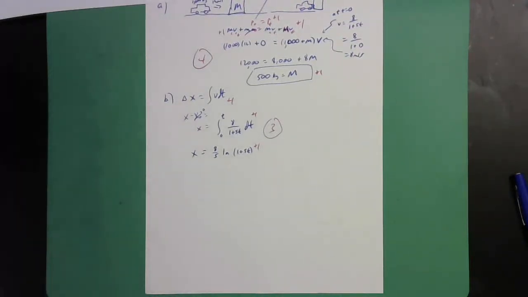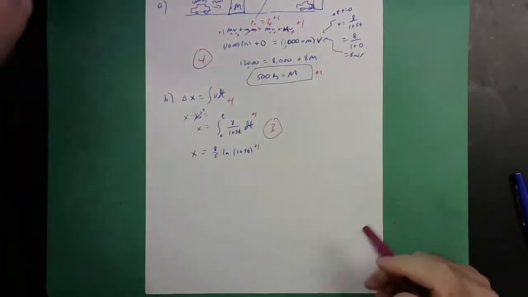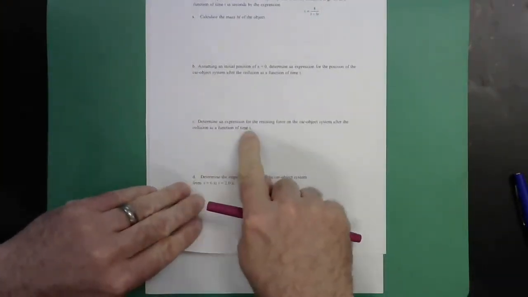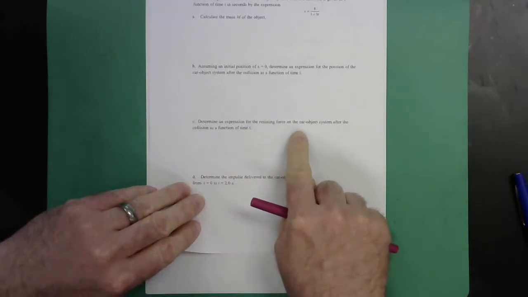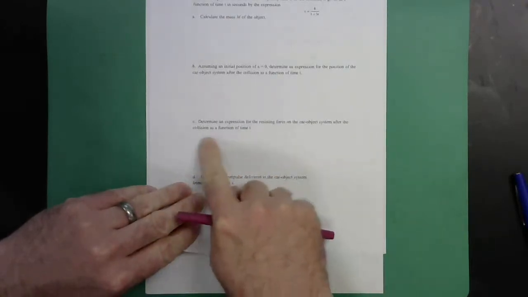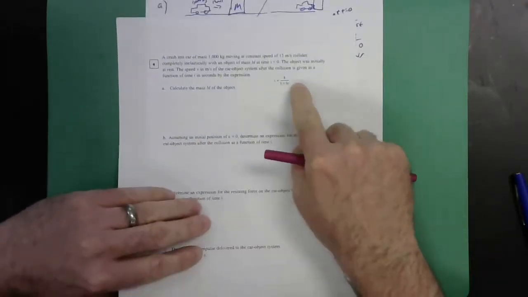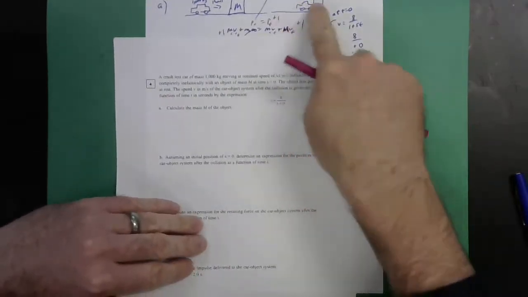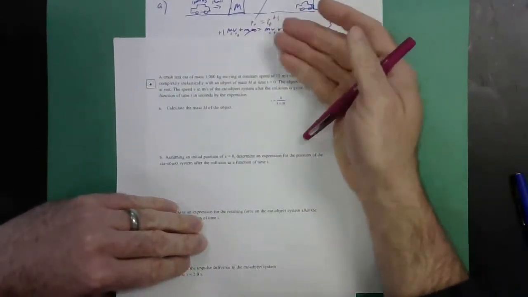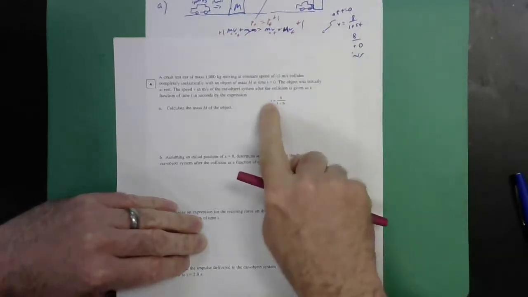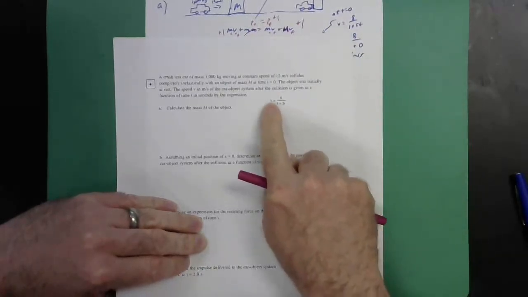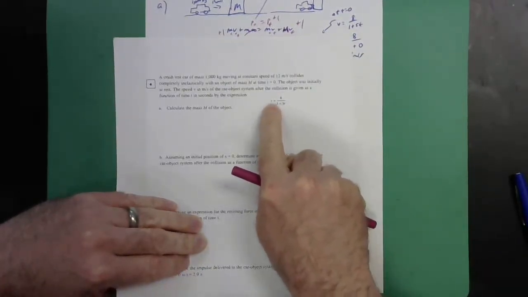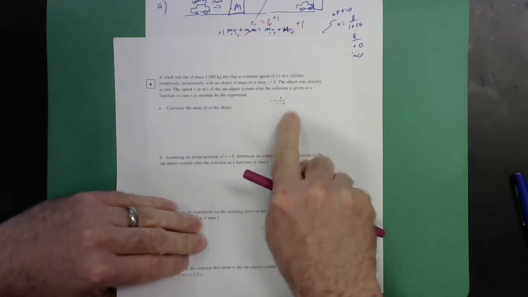All right, which takes us to part C of this problem, which says, now we want to find an expression for the resisting force on the car-object system after the collision. Because after the collision, if there wasn't some force resisting, like friction or whatever, this would just go at constant speed. But this speed is not constant. In fact, as t gets bigger, you can see this v is getting smaller, right? Because the t is in the denominator.